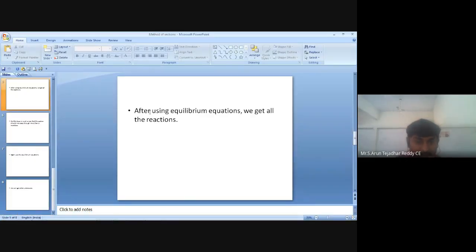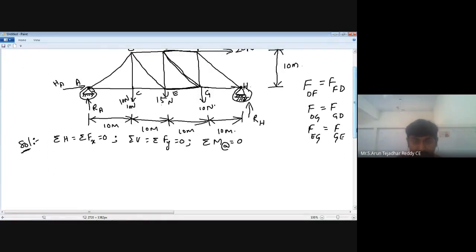After using the equilibrium equations, we get all the reactions. Here the reactions are HA, RA, and RH. These three are the unknowns. So how do we find these unknowns? By using the equilibrium equations, we can find the unknown support reactions.